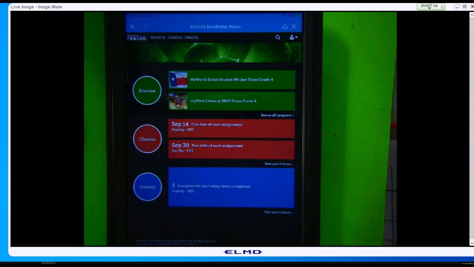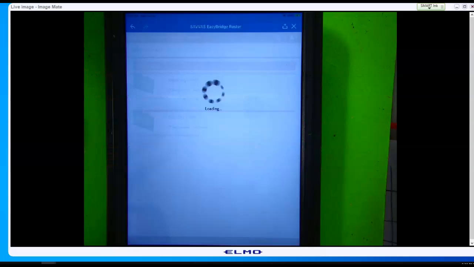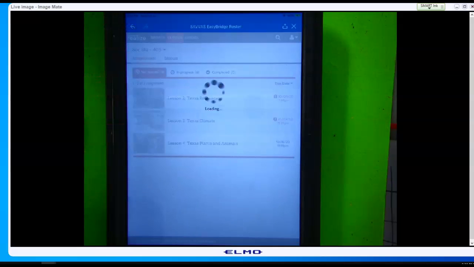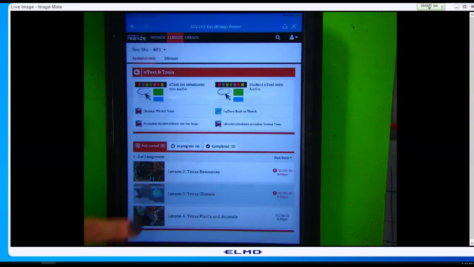So you have all these classes in here. So when you get into your Savvas Easy Bridge and are able to do the assignments, you go into class. You have reading and you have SOC stew. We are SOC stew. This is social studies. So we are cooking up some SOC stew, guys. And I see that this student that I'm in has got 3 assignments they haven't started. But the one I am going to do today is lesson 1.